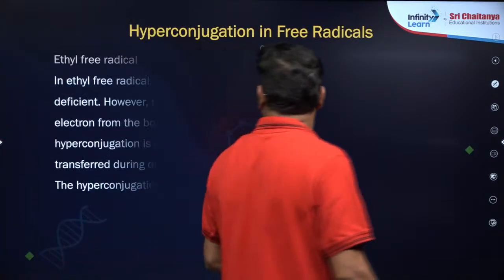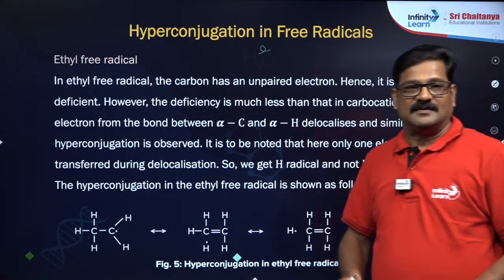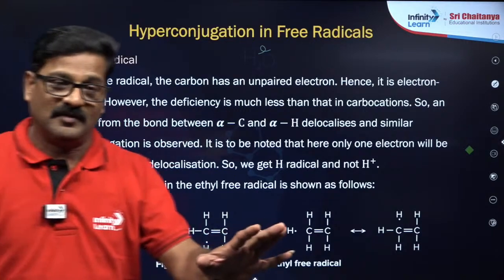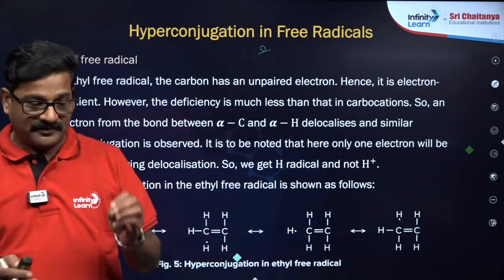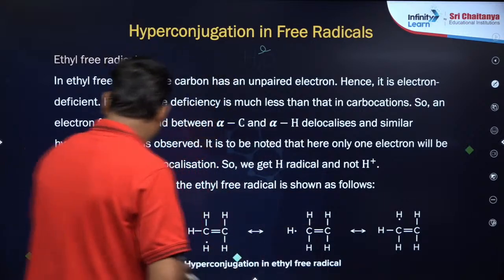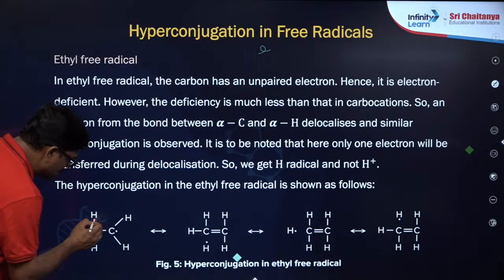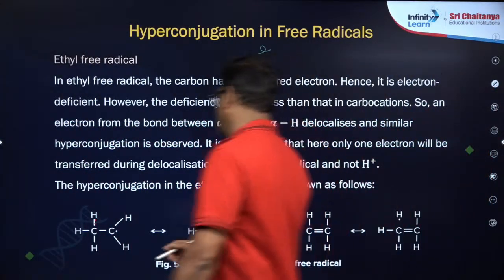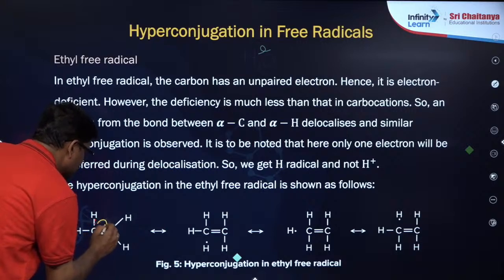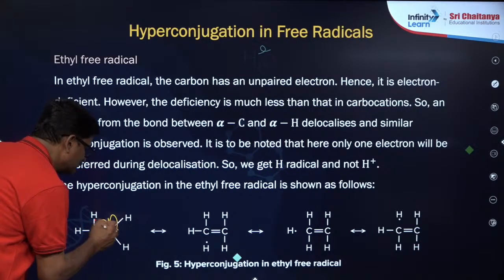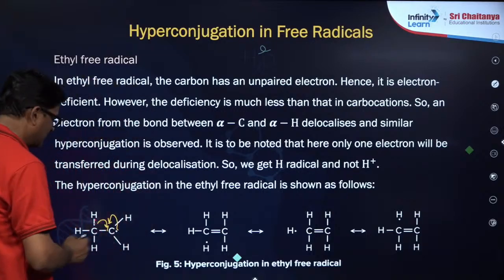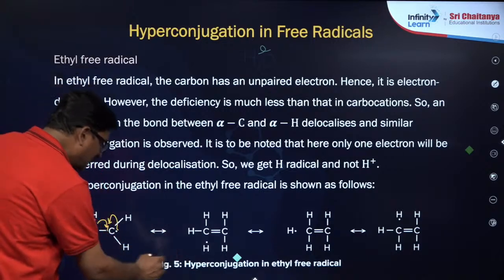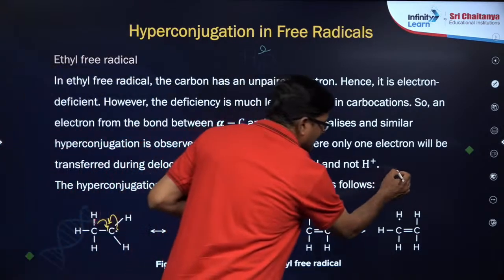Next, ethyl free radical. Ethyl free radical and ethyl carbocation hyperconjugation is the same, but the difference is that in the ethyl free radical homolysis takes place. Look at here, this is a pair of electrons. In this pair of electrons, this is how a new structure is formed. Let it be in this carbon, hydrogen or that carbon, right? So again hyperconjugation happens in the ethyl free radical as well.